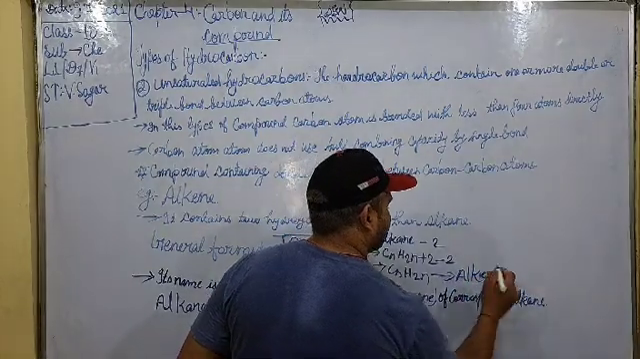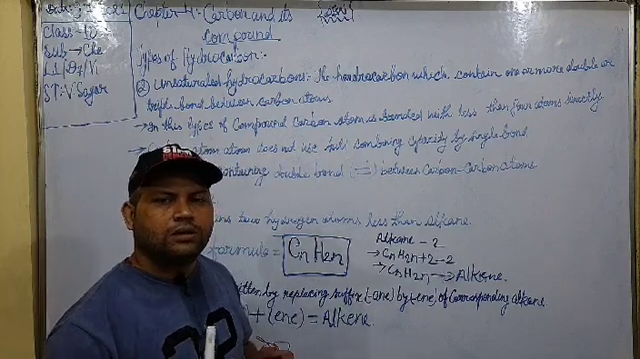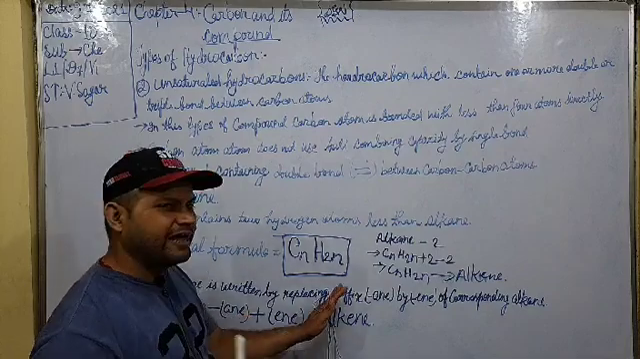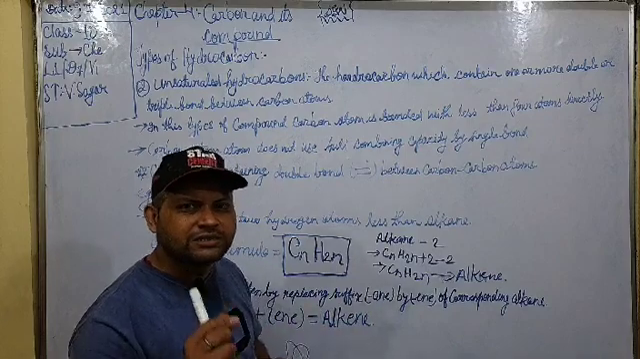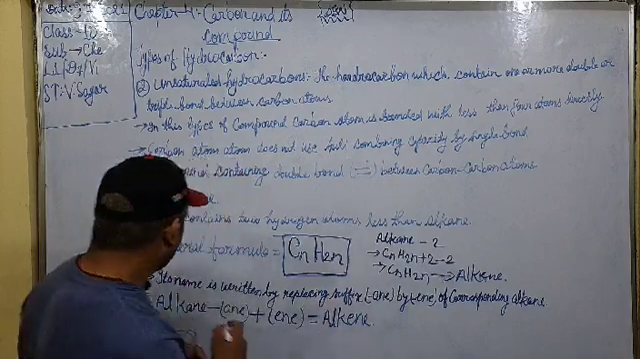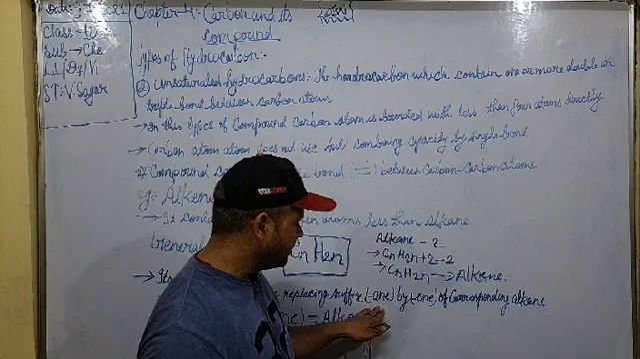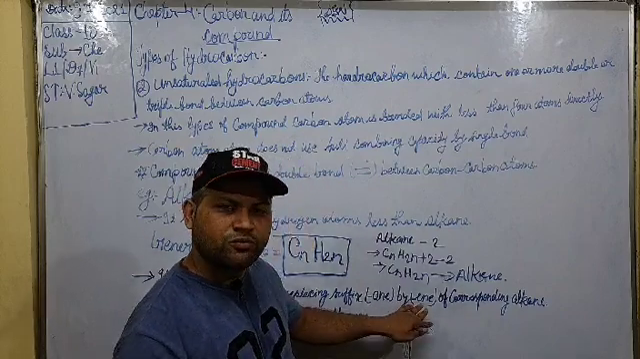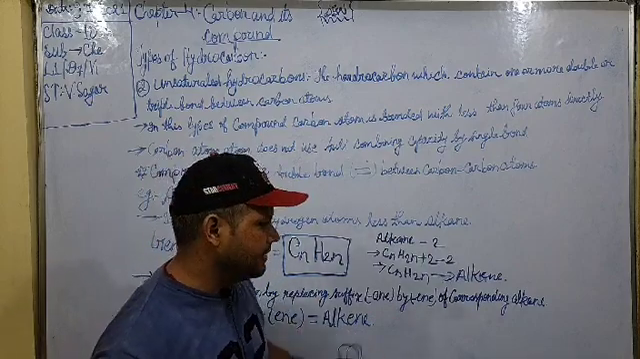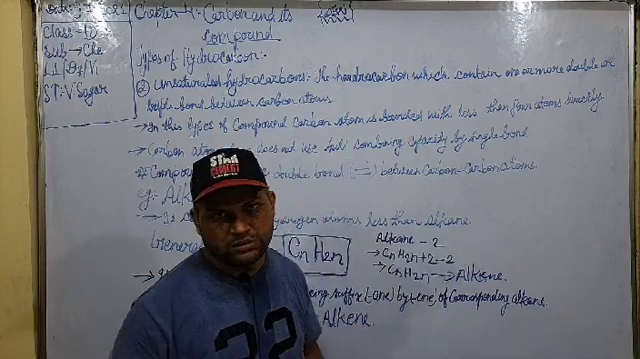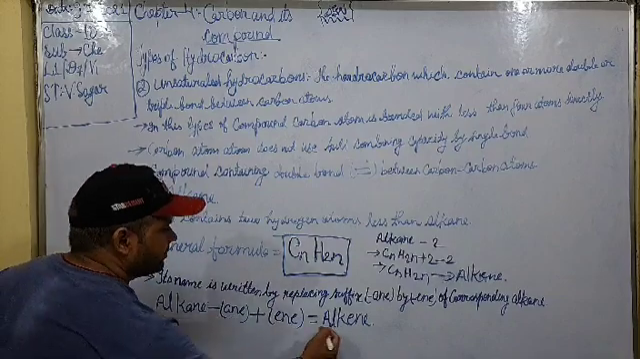The name of a member of the alkene series is written by replacing the suffix 'ane' of the corresponding alkane with the suffix 'ene'. That is, alkane minus 'ane' plus 'ene' is equal to alkene.